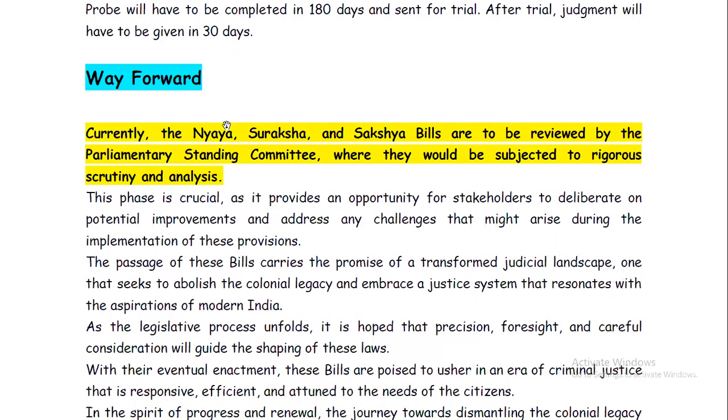Now, what is the way forward? Currently these Nyaya, Suraksha, and Saksha bills, which replace the IPC, CrPC, and the Evidence Act, their new versions are to be reviewed by the Parliamentary Standing Committee, where they would be subjected to rigorous scrutiny and analysis. Yes, this is very much required before hurriedly making bills into acts within a short span of time.